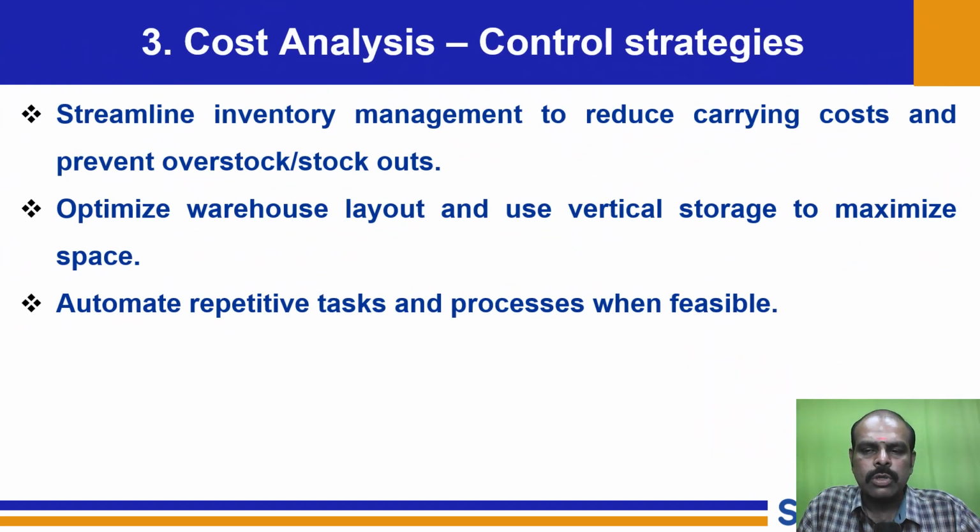Now, how to control them? Control strategies have to be known. Streamline inventory management to reduce carrying costs and prevent overstock or stock-out units. We know our requirement, so within the requirement we should plan carefully. Optimize the warehouse layout and use vertical storage systems to manage space. We have been discussing this right from carousels, where rather than area utilization we should think of volume utilization, and that is the core agenda, one of the objectives of warehouse automation. Automate repetitive tasks and processes when feasible. That's where we go for automation. We want to change repetitive or mundane tasks into automatic activity by adopting some technology.